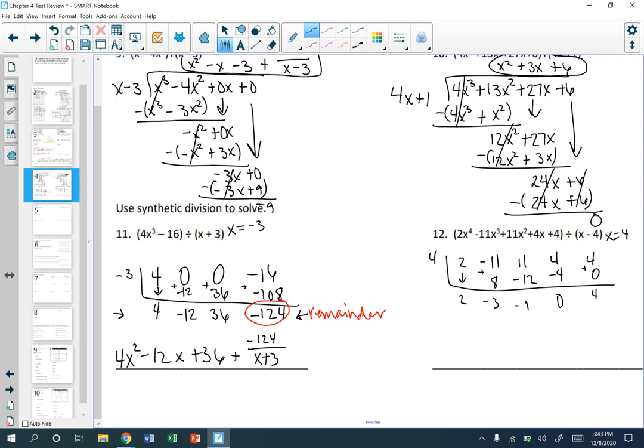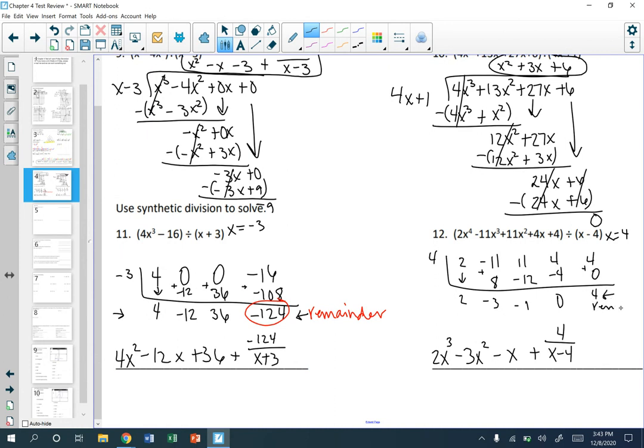My final answer here is, remember, 1 less degree. I started with x to the 4, so here I'm going to start with x cubed minus 3x squared minus 1x plus 0. So I'm going to skip that and do plus 4 over x minus 4. Remember, this is my remainder.